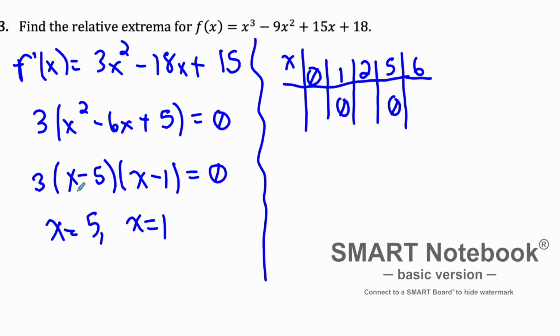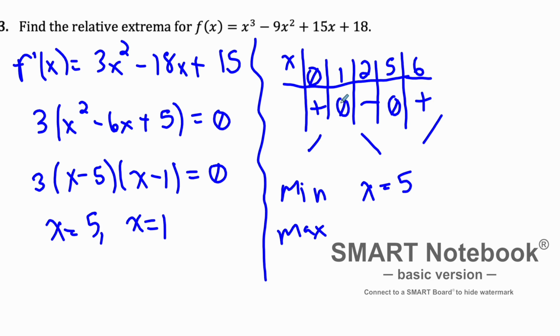So if I come down here and I plug 0 in, we get negative times negative, which is positive. Then if I plug 2 in, I get a negative times a positive, which is negative. And then 6 gives you positive times positive, which is positive. So again, I got positive, negative, positive, which makes it a lot easier to see that my min is at x equals 5, because it goes from a negative slope to a positive slope. And my max is at 1 for the exact opposite reason. It goes from a positive slope to a negative slope.